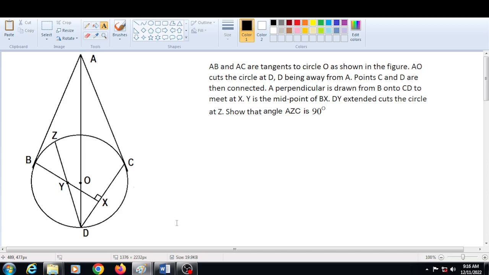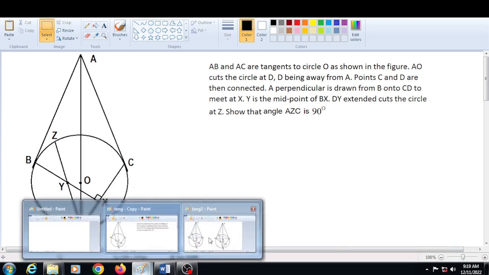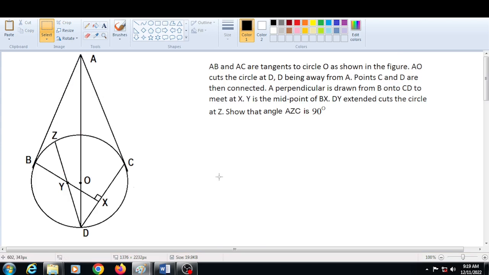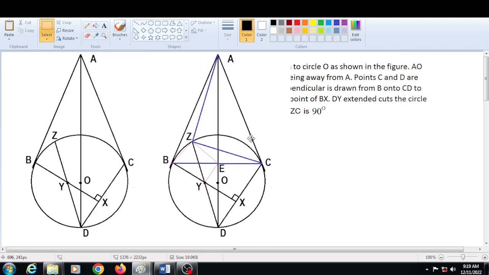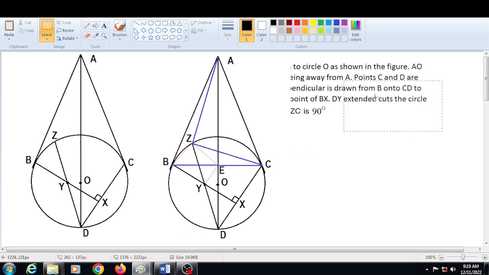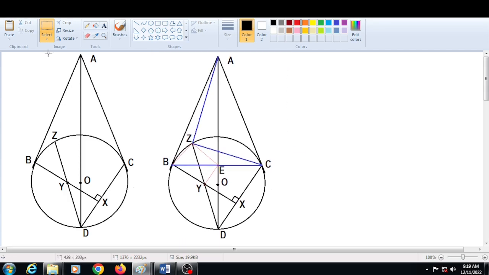So without any further ado, let us start the solution to this problem. We will make a few constructions on this diagram first, and these constructions will benefit us to show what is asked. So let me pull up the diagram which consists of the constructions. I have a diagram here already, but it is hiding the problem statement, so let me write the problem statement here.